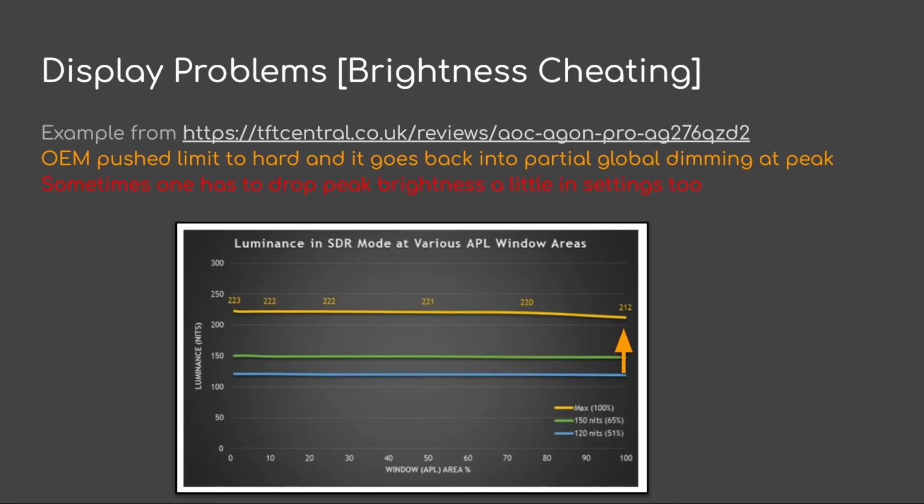Now, some of these displays actually have these modes, the SDR mode, and sometimes you can turn global dimming on and off. You notice in some cases, like in this review from TFT Central, the display actually cheated a little bit. If you push it all the way to its peak window APL, you notice it actually puts a tiny bit of global dimming in there. So we can actually work around these cases. We just drop our peak brightness a little bit in software, and we don't hit that target problem.